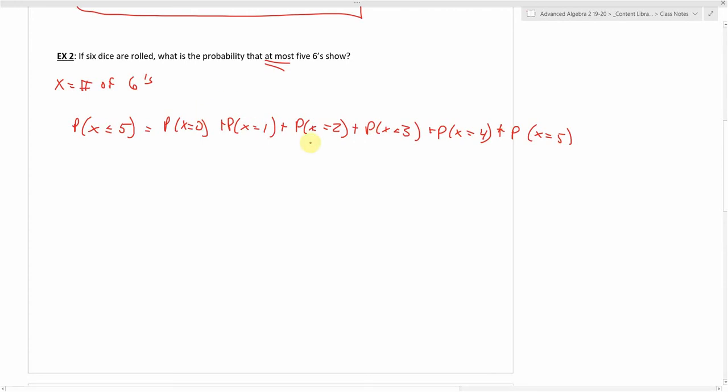So we could find all 6 of these probabilities and add them all together. That is an option. It would be perfectly correct. The other option is to say, well, the probability of getting at most 5, that would be the complement. The only way I don't get at most 5 is if I get all 6 dice to show 6s. So the probability of getting less than or equal to 5 is the probability of not getting 6. Similarly, the probability of not getting less than or equal to 5 is getting 6.